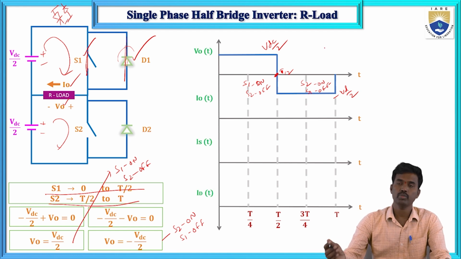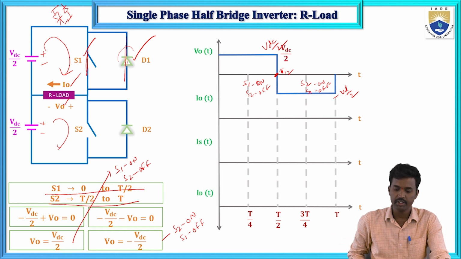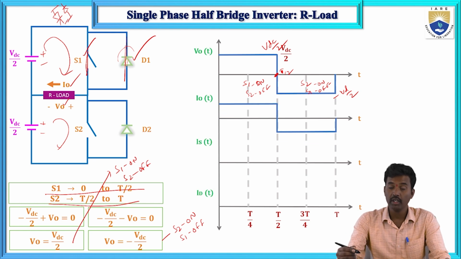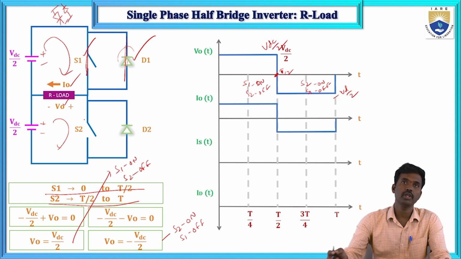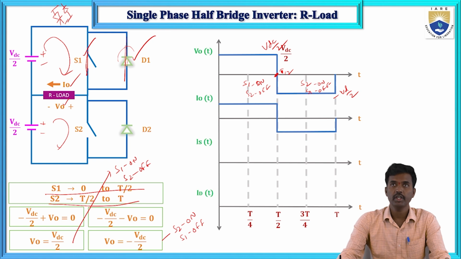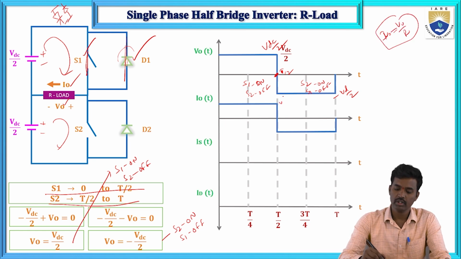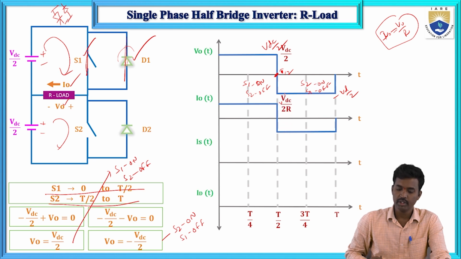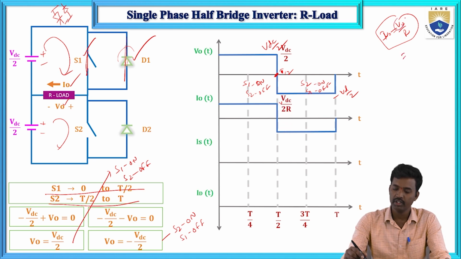And next, what about the output current? This is the R load, a resistive type of load. It will follow the supply voltage without any deviation. It starts from 0. There is no deviation between V naught and I naught. V naught equals I naught times R, so I naught equals V naught by R for an R type of load. So this is VDC by 2R, where V naught means VDC by 2.